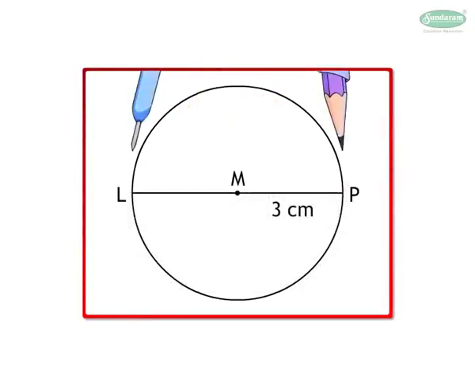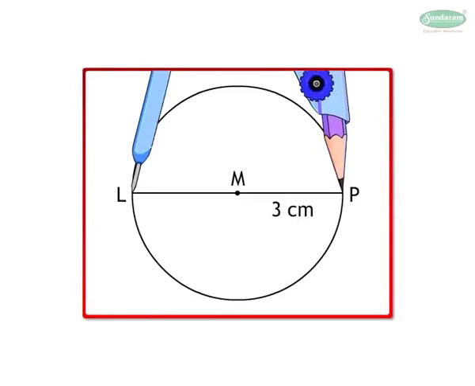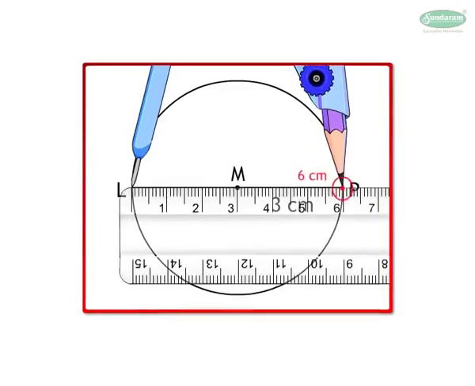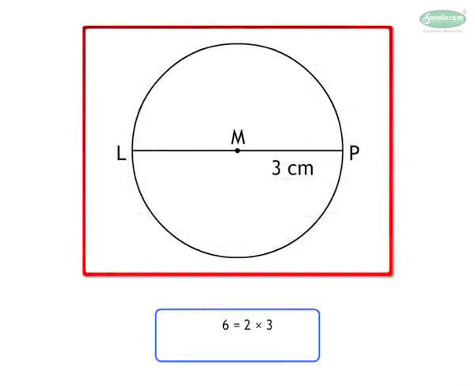Keep the metal end on point L and the pencil tip on point P. Measure this distance. It is 6 centimeters. 6 is equal to 2 into 3. Thus, we find that the diameter is twice the radius.